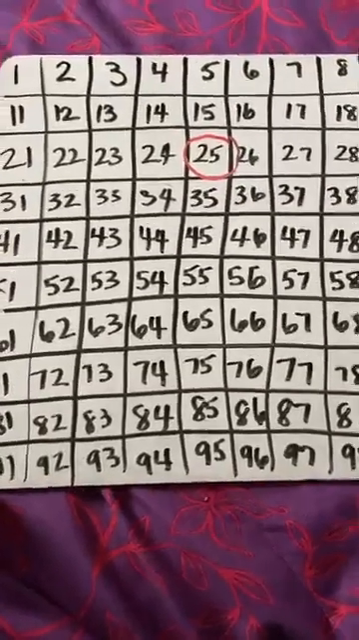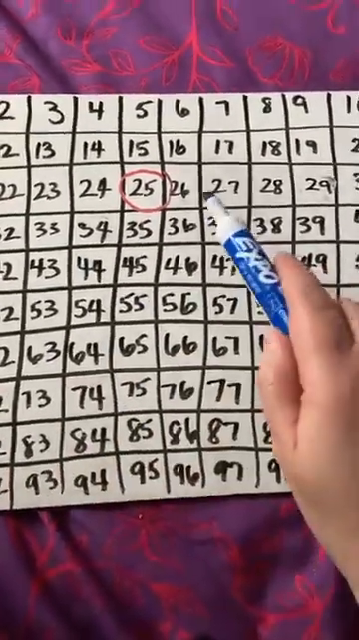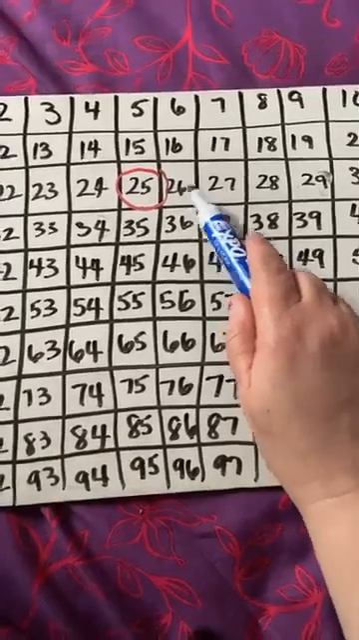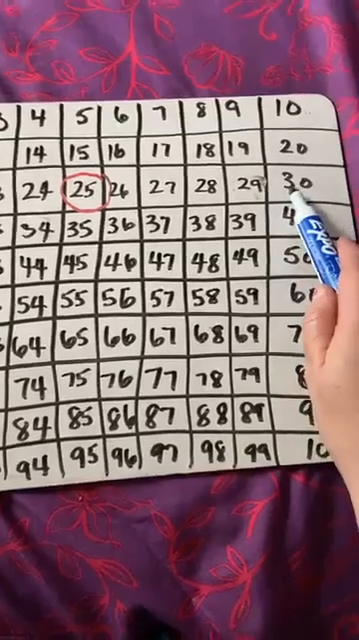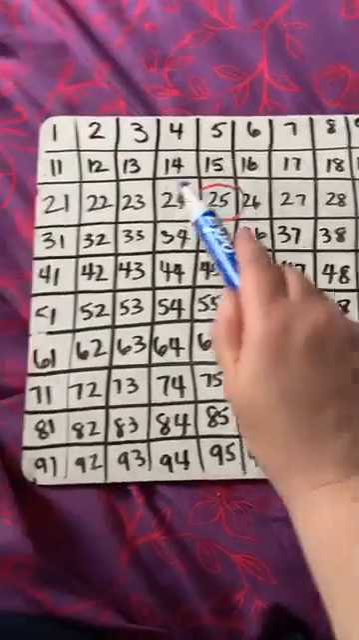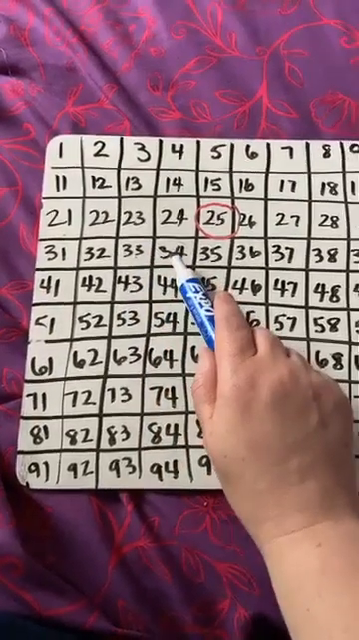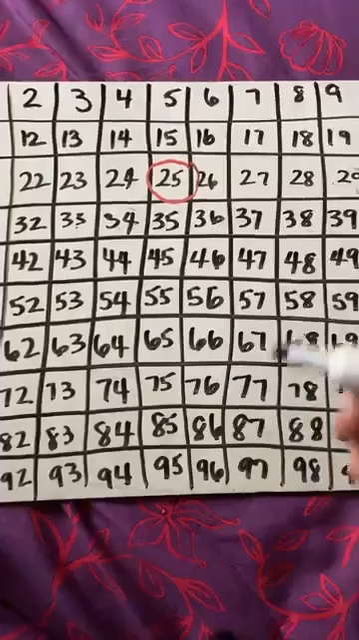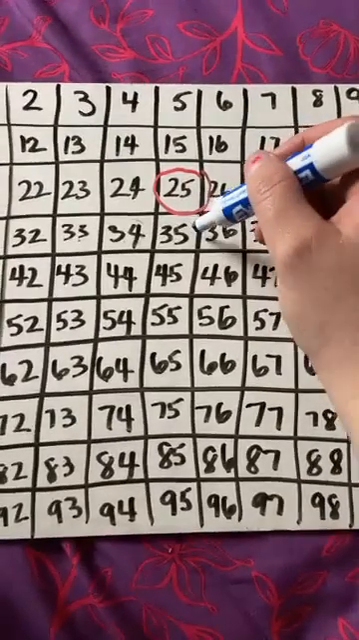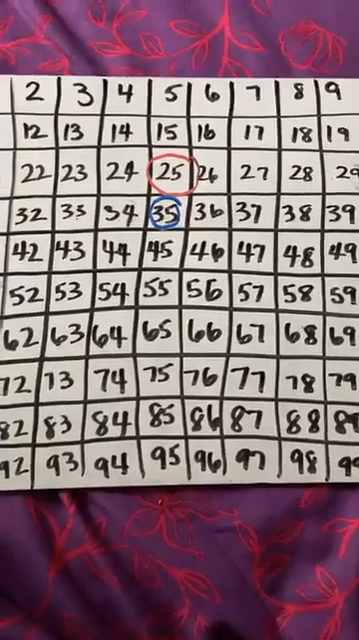So to find 10 more, I'm going to go over and I'm going to start counting and count over 10. I'm going to go 1, 2, 3, 4, 5. Then I come over here. 6, 7, 8, 9, 10. What number is 10 more than 25? What do we land on? You're right, it's 35. Good work.